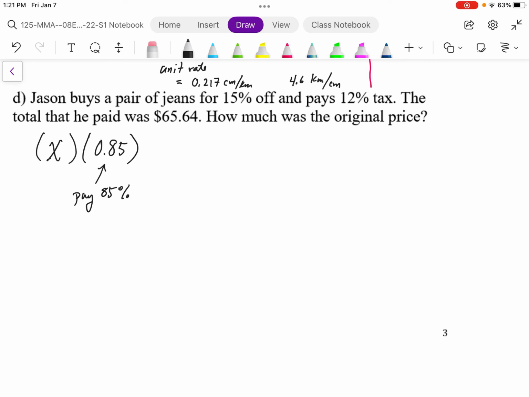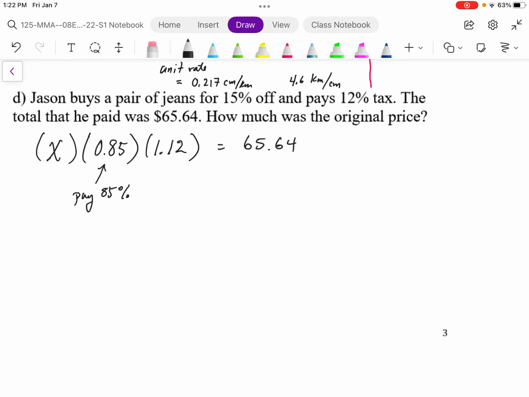And then I have to pay 12% tax. Well, I have to pay the original 100% plus an additional 12%. So instead of adding 12%, I could just multiply by 1.12. And that gives me the answer of $65.64. Now, unfortunately, I don't want the calculation. I want to undo this calculation.